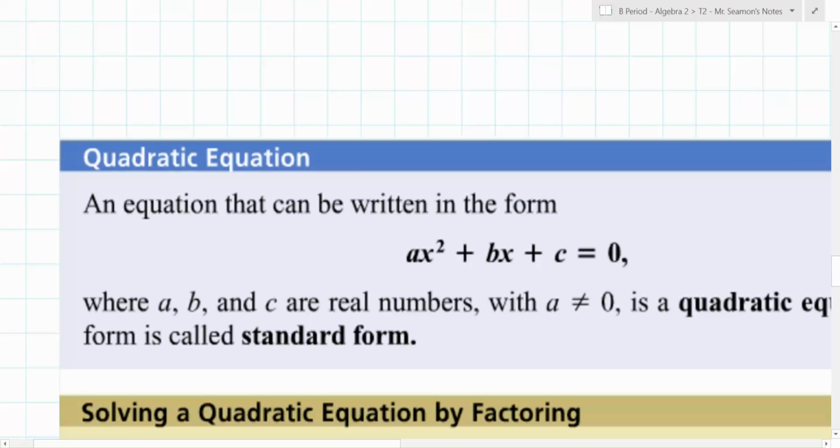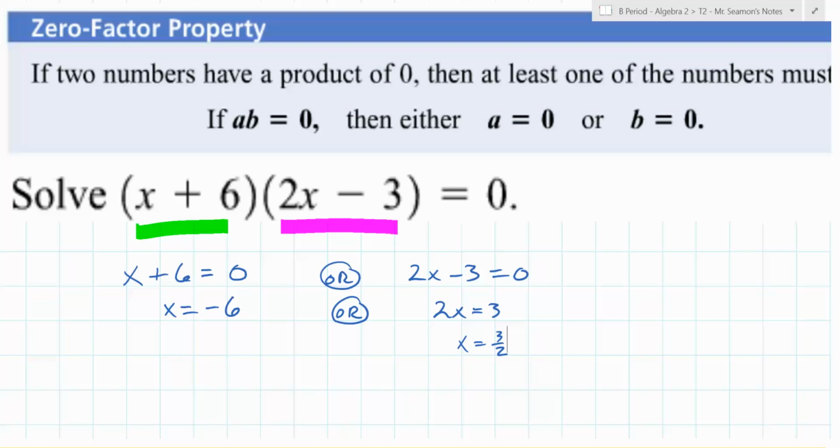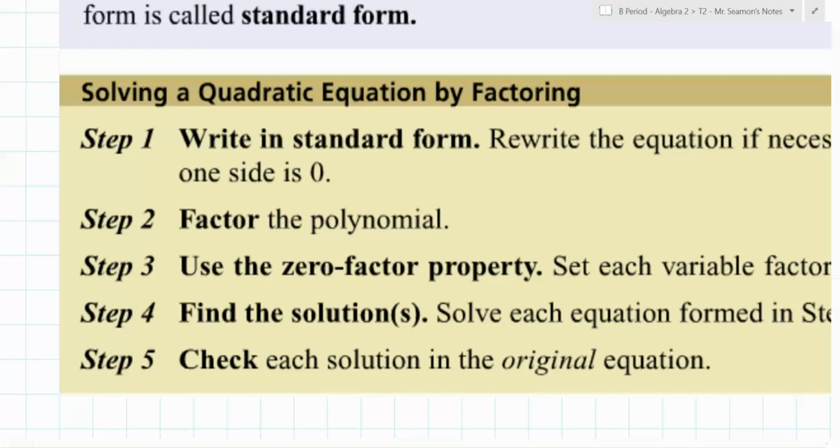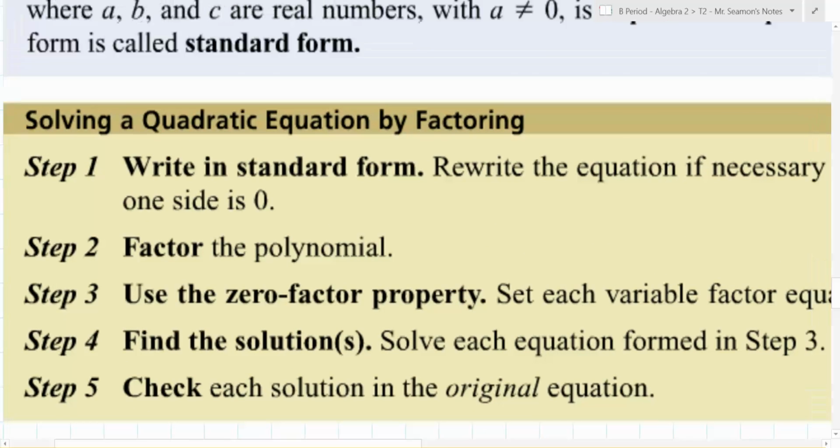So are we always going to be given an equation in nicely factored form? No. So sometimes what are you going to have to do first? Factor it out. You're sometimes going to have to factor it out. So the key thing is this.